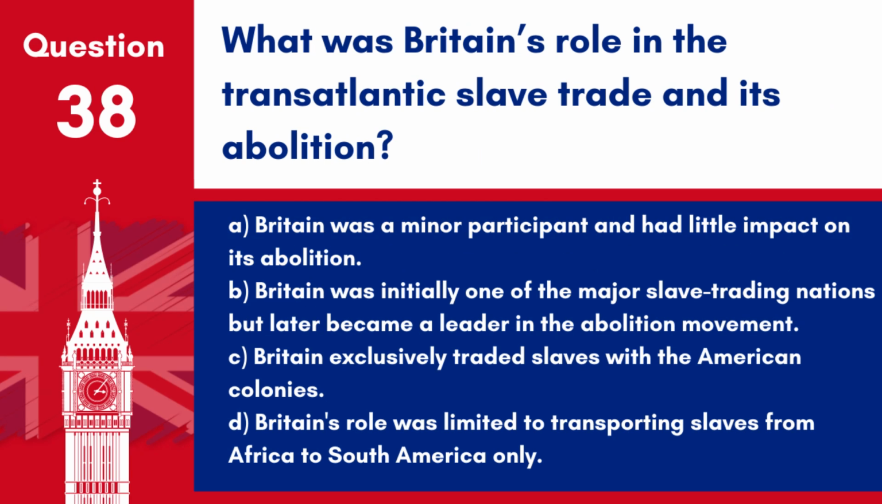Question 38. What was Britain's role in the transatlantic slave trade and its abolition? A. Britain was a minor participant and had little impact on its abolition. B. Britain was initially one of the major slave trading nations, but later became a leader in the abolition movement. C. Britain exclusively traded slaves with the American colonies. D. Britain's role was limited to transporting slaves from Africa to South America only.